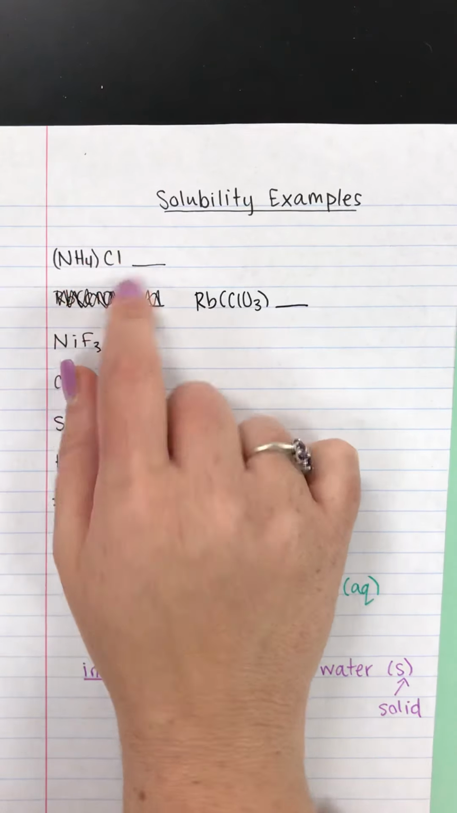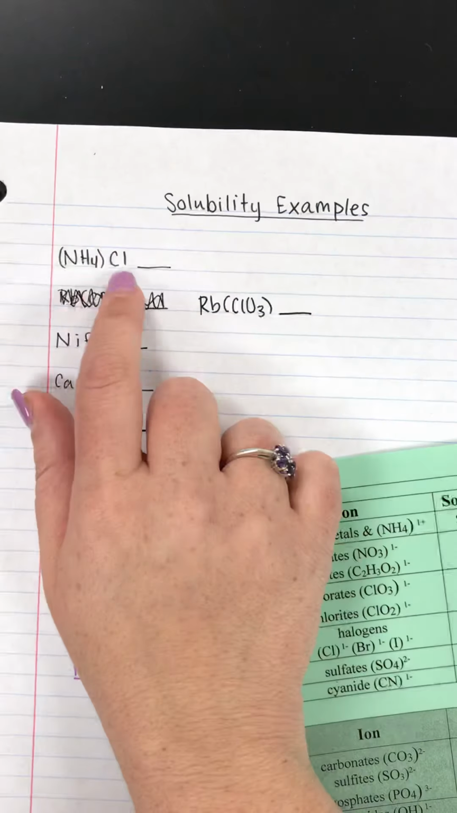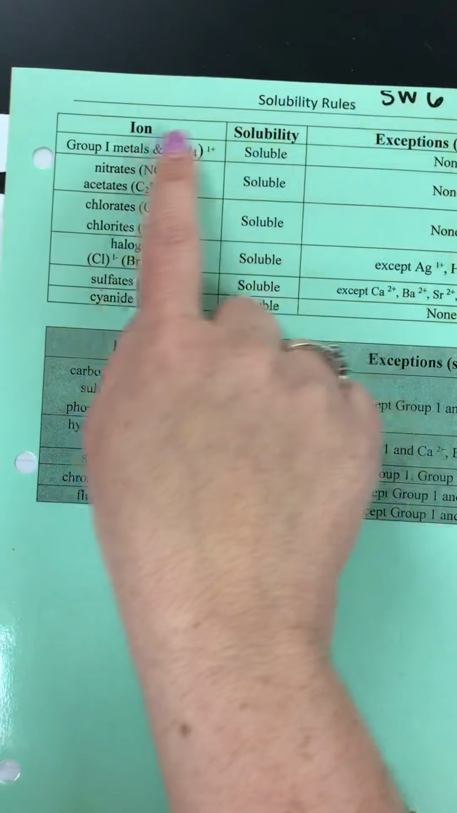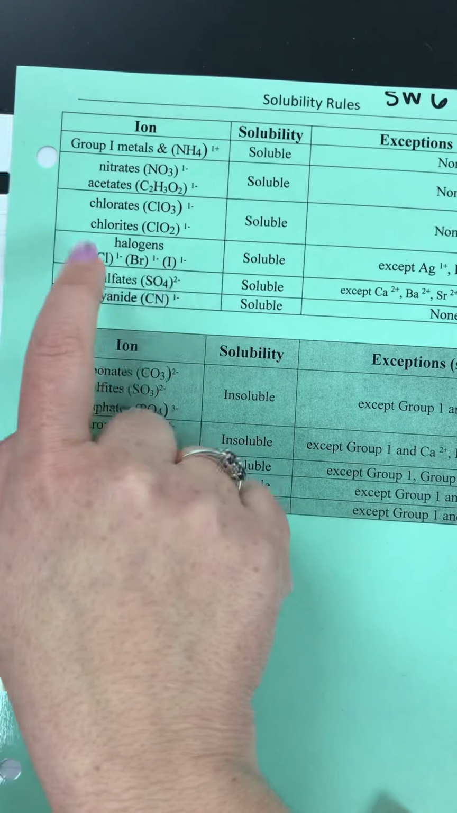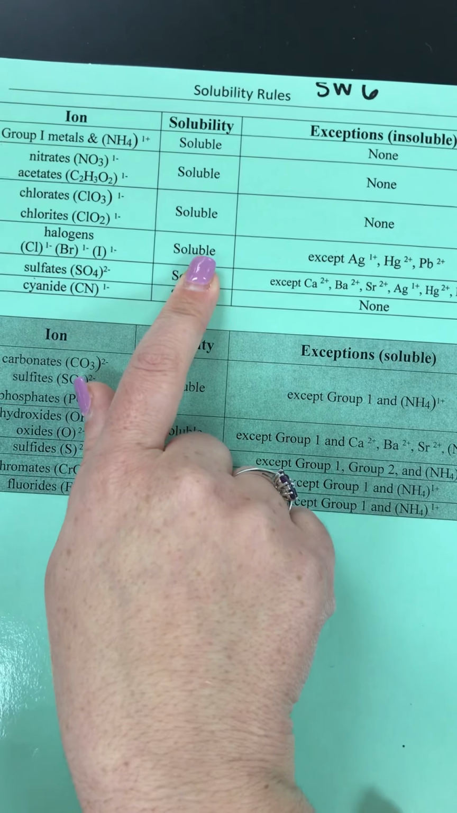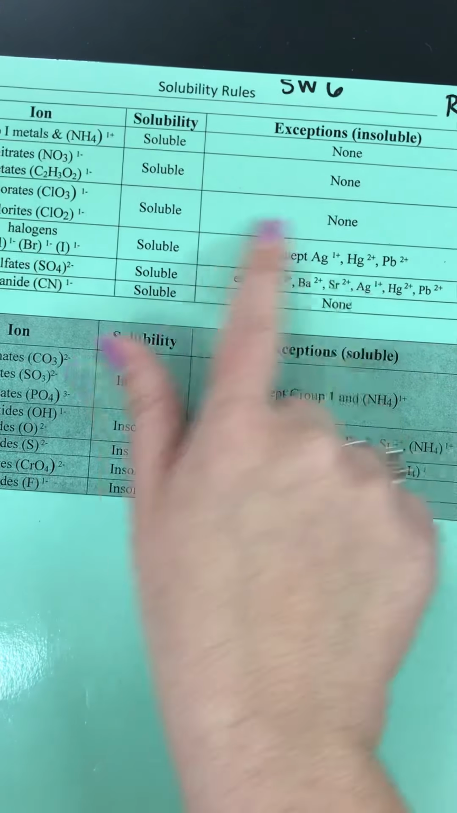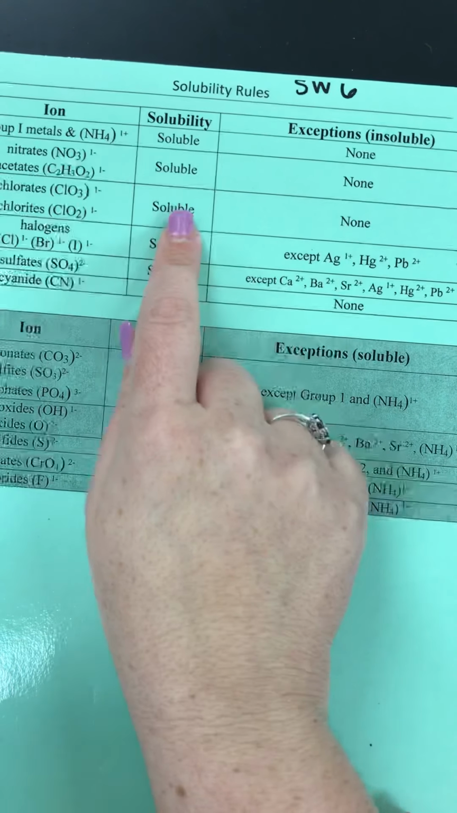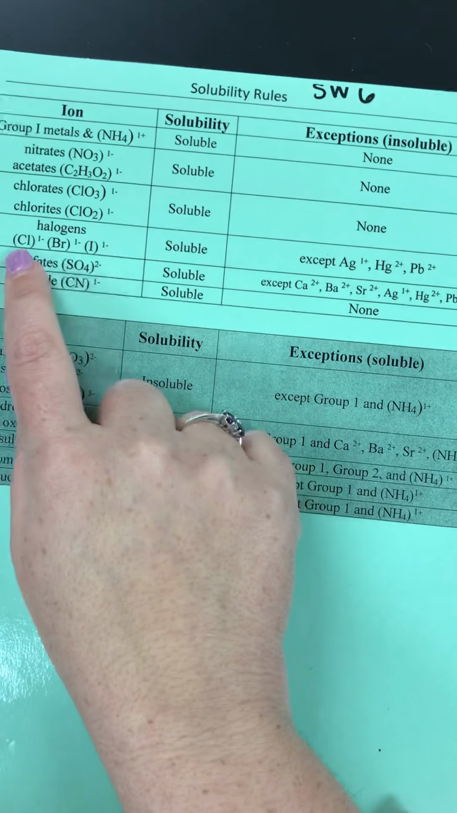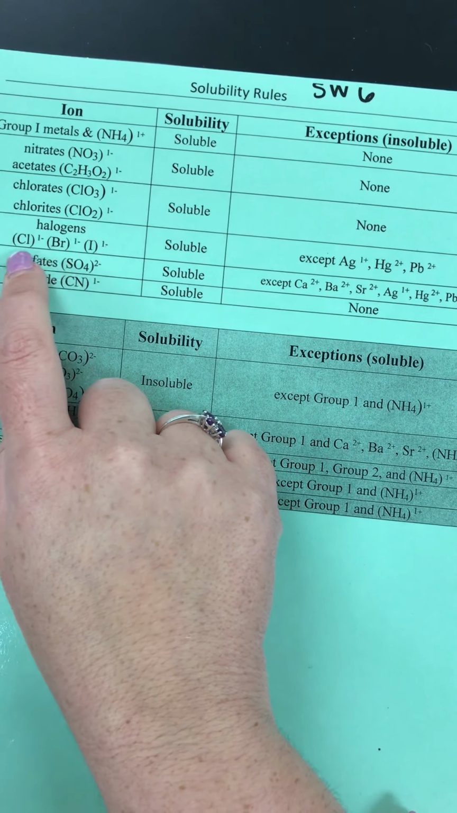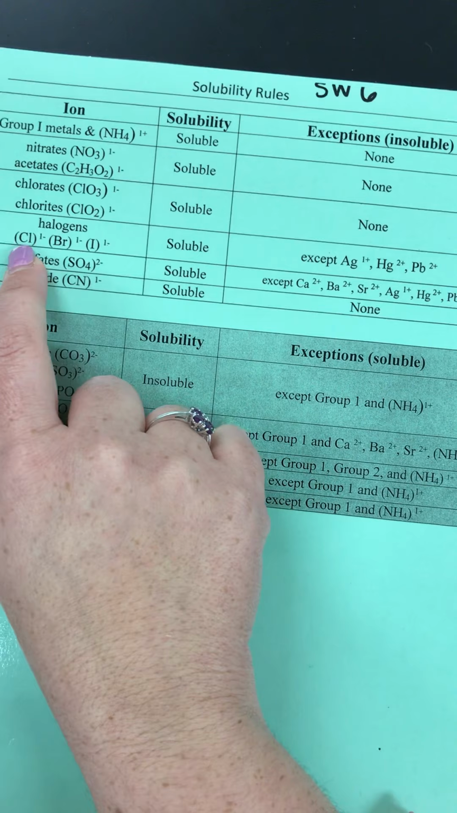So let's look at this first one. It says NH4Cl. So we're gonna look at the negative part, which is the second thing listed, so that's Cl. So we're gonna find Cl on our list, all right? And Cl is right here, all right? And it says it's soluble, okay? But it says there are some exceptions here. So if it said soluble and there were no exceptions, we would just write AQ and move on with our life, okay? But this is one of the ones that does have an exception, so we're not gonna write anything yet until we figure out what our exceptions are.